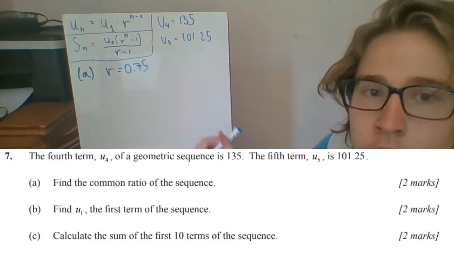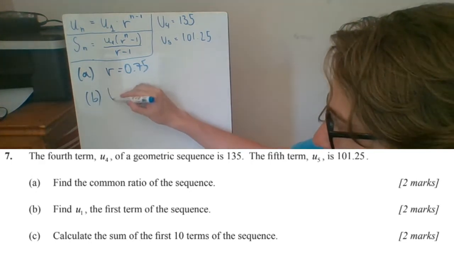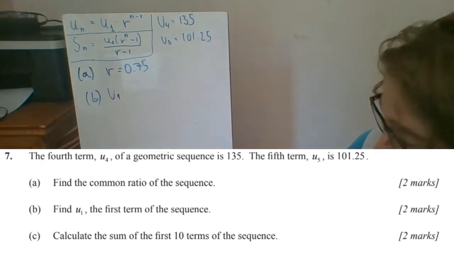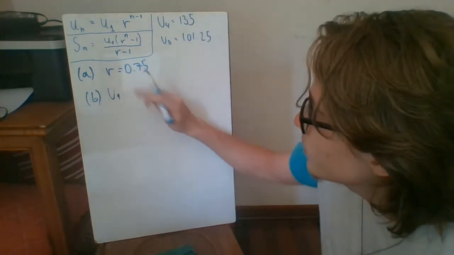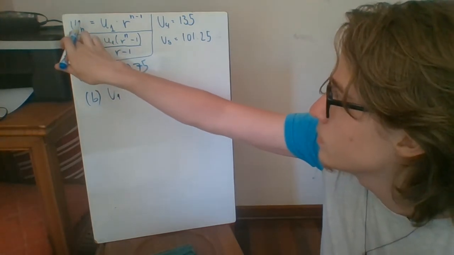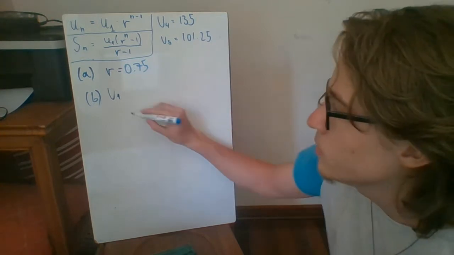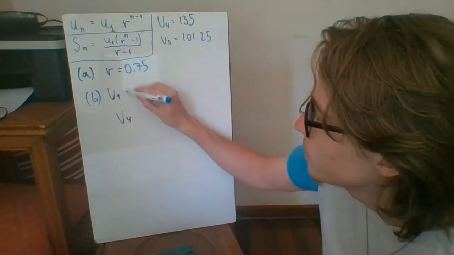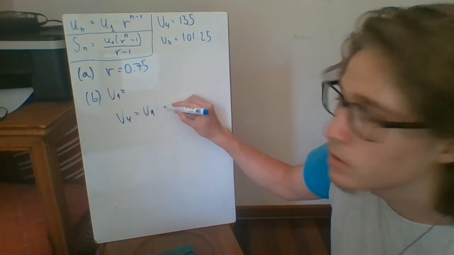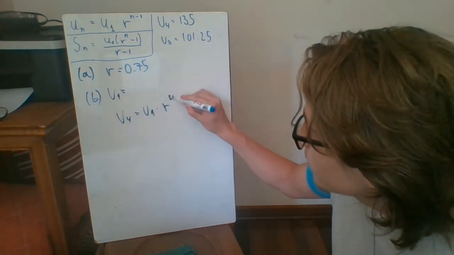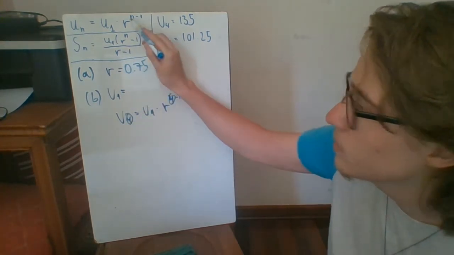For part B, we need to find U1, the first term in the sequence. One way of doing it is using the first formula here. Since the formula asks for Un, we can either plug in U4 or U5. In this scenario, I'm going to plug in U4. U4 equals U1 times R to the power 4 minus 1, because this n is equal to this n.